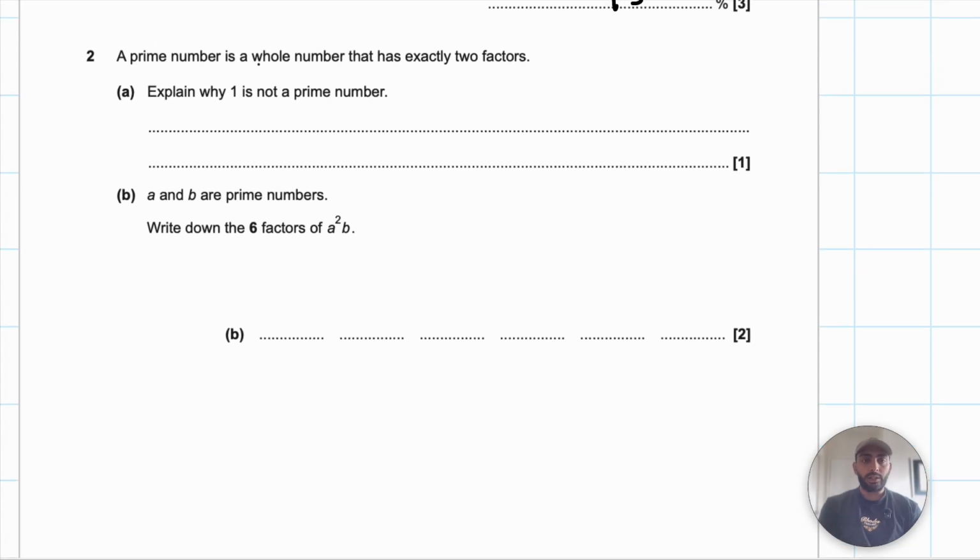Question 2. A prime number is a whole number that has exactly two factors. Explain why 1 is not a prime number. What are the factors of 1? It only has one factor. 1 only has one factor, so is not a prime.